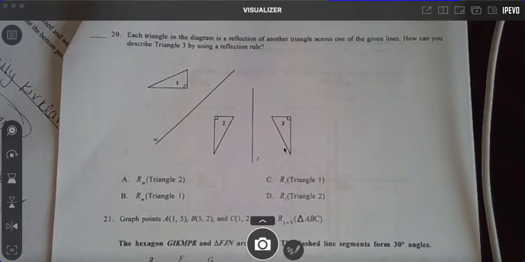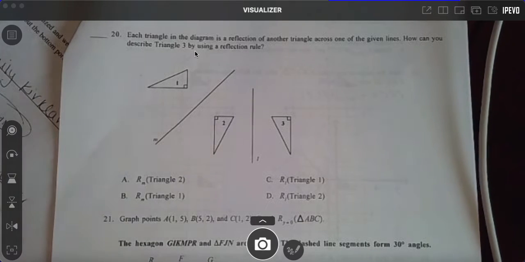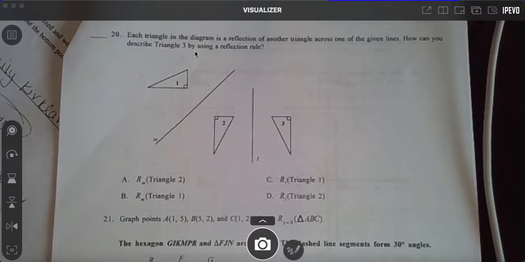20, we got D. Do I need to explain it? Yeah. Okay, so it says that each triangle is a reflection of another triangle across the given lines. How can you describe triangle 3 by using a reflection rule?